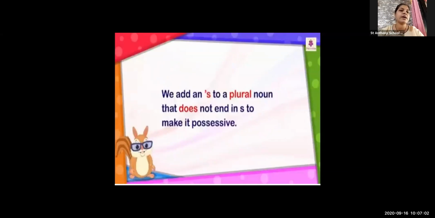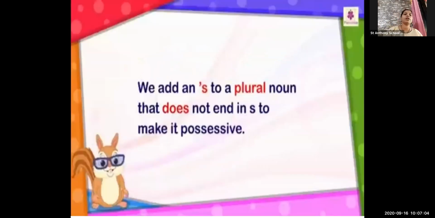Let's see more examples. What are the rules? We add apostrophe s to a plural noun that does not end with s to make it possessive.